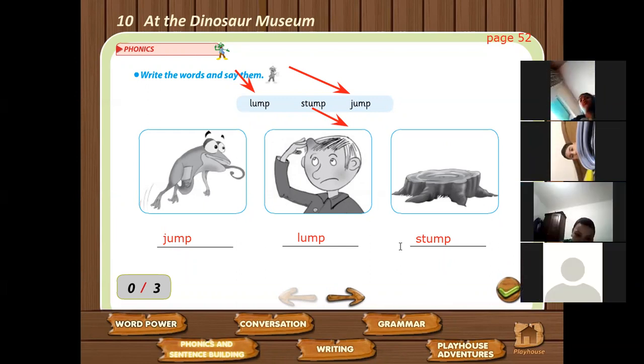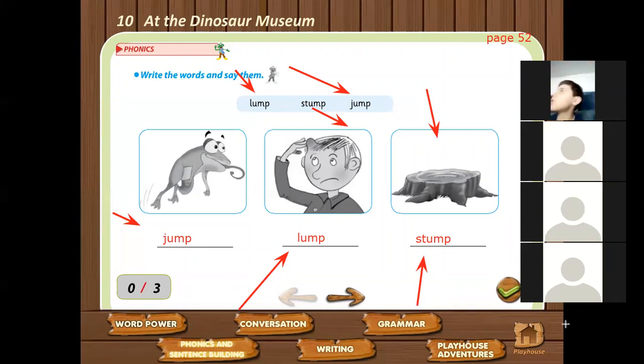Yalla, Mutasim. Read the words again. Jump. Next. Lamp. Stamp. Excellent. What do you mean by stamp, Mutasim? What does stamp mean, miss? A part... a tree. Excellent. Great, miss.